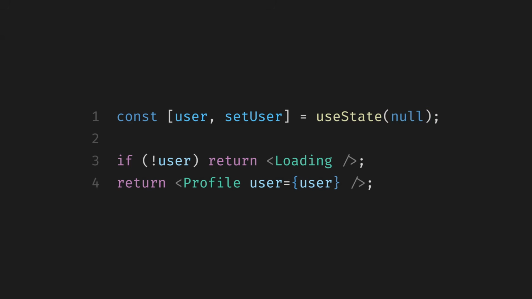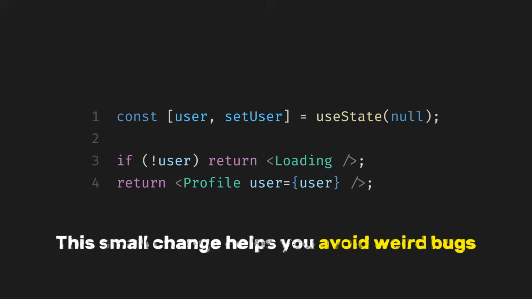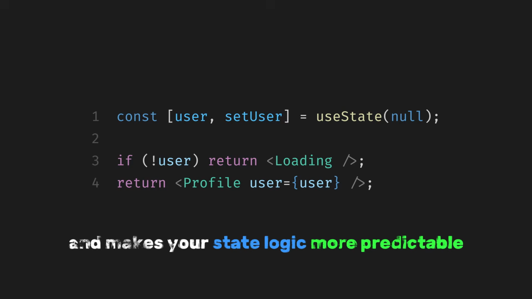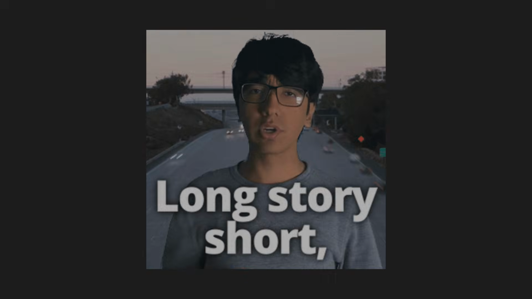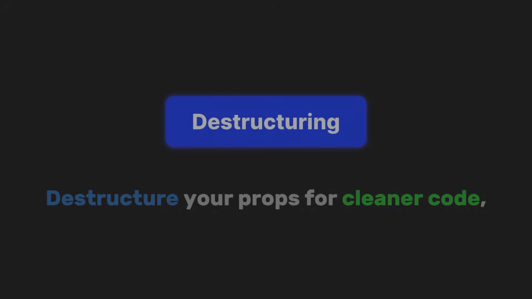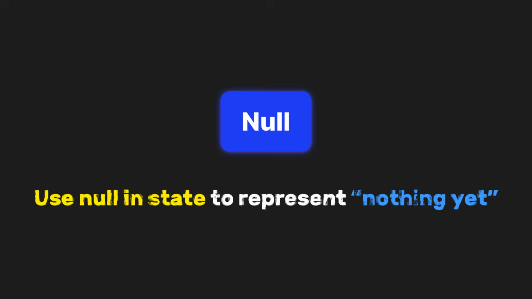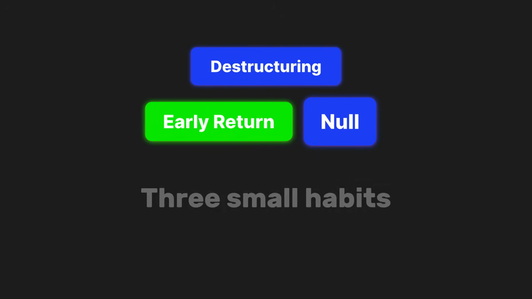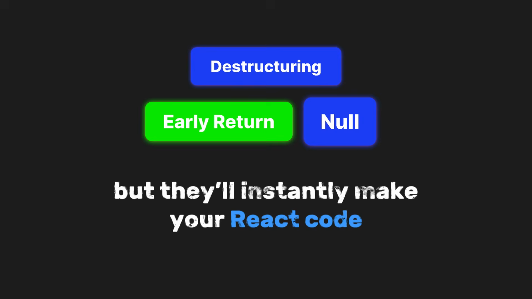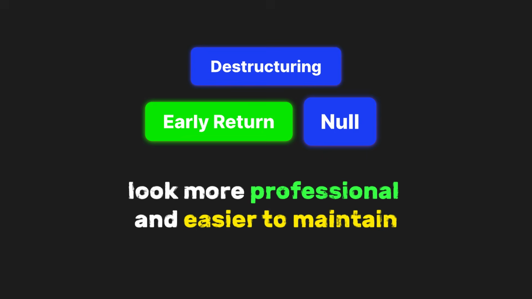Here's what's happening. If the user hasn't loaded yet, React shows a loading component. Once the user data arrives, it renders the profile. This small change helps you avoid weird bugs and makes your state logic more predictable. So, to recap, destructure your props for cleaner code, return early to avoid nested conditions, and use null in state to represent nothing yet. 3 small habits, but they'll instantly make your React code look more professional and easier to maintain.